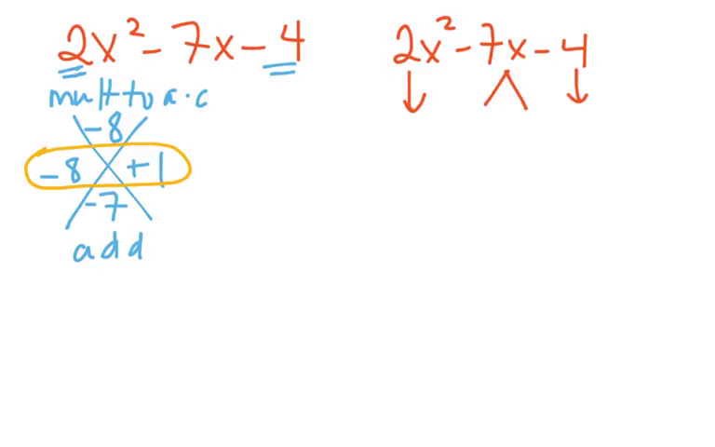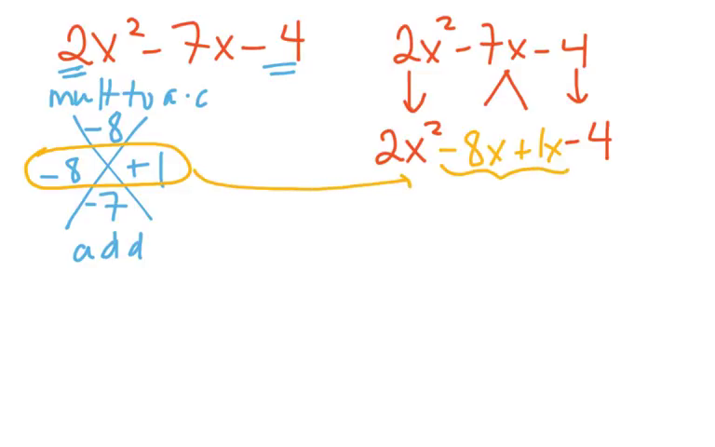Okay, I'm going to bring my 2x squared straight down, and I'm going to bring my negative 4 straight down. The negative 8 and positive 1 become my middle terms. I'm breaking my negative 7x up into a negative 8x and a positive 1x. Okay? So that's where these go. They go right over here, and they become my middle terms. Then I'm going to rewrite that again down here. 2x squared minus 8x plus 1x, you can leave off the 1, minus 4.